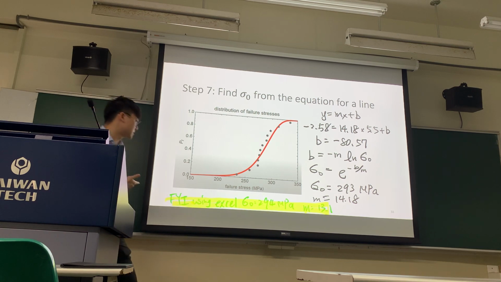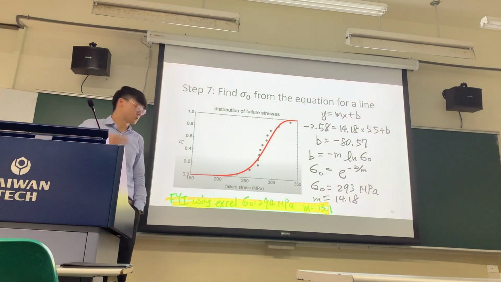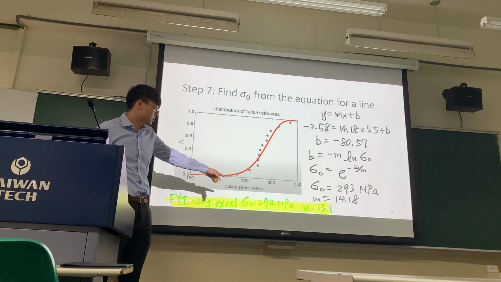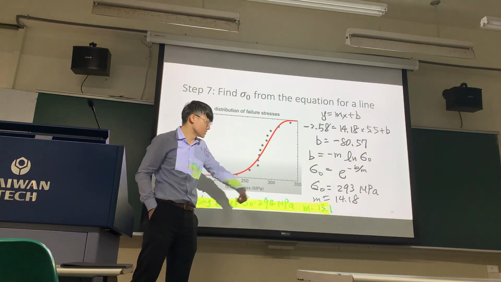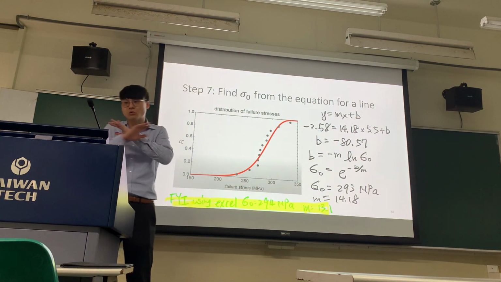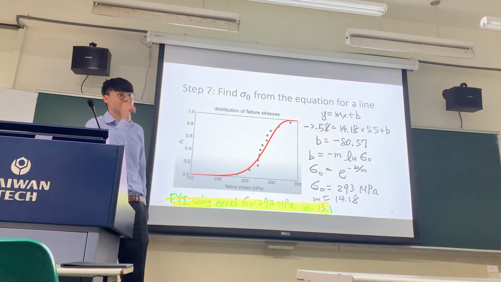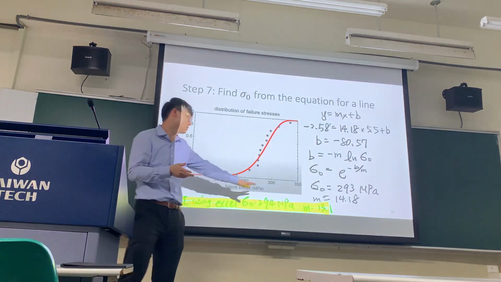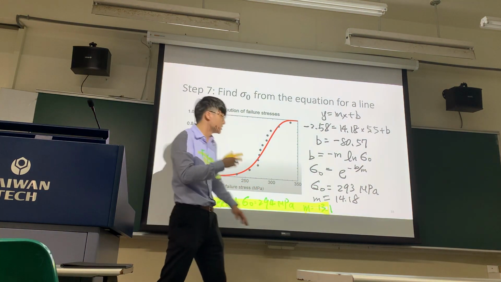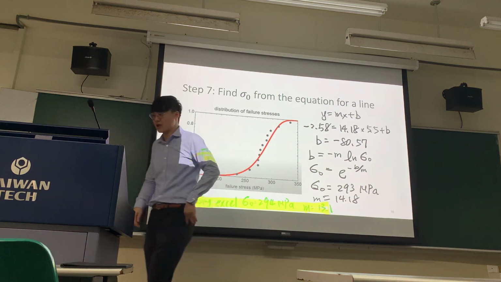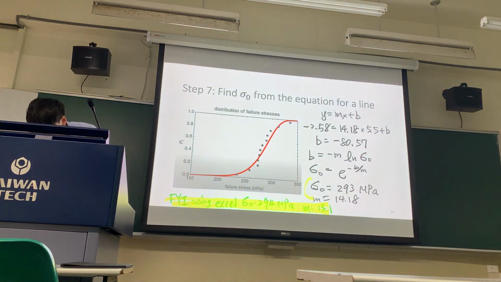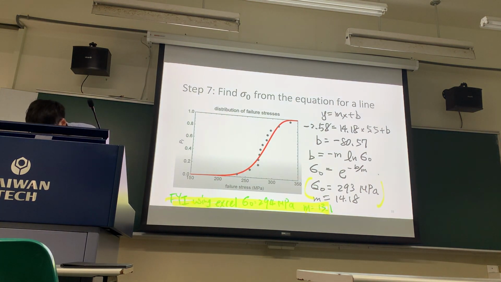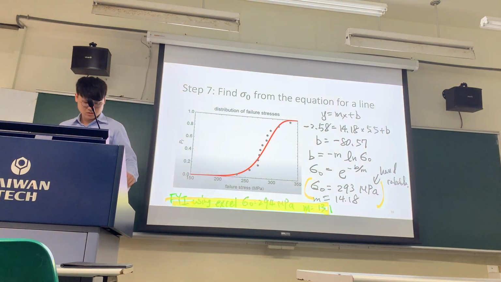So using Excel, if you just use the linear fit, your sigma naught is about 294 MPa and n is 13.1. Anyway, it's roughly along that number over there. So just use the Excel linear function fit, and you get this number. But if you use manual calculation, it's this number over here. Is that clear?